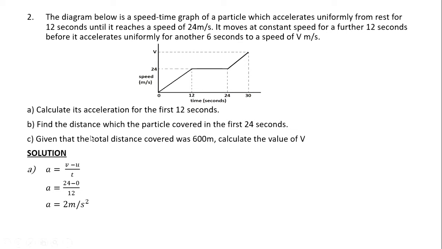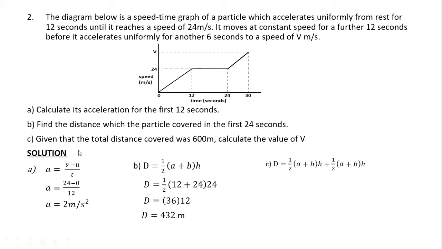Find the distance which the particle covered in the first 24 seconds. So we are looking at the area of that trapezium. We are going to say A equals half (a plus b) h. Our a is 24 minus 12, which is going to give us 12. And our b is 24. And our height is 24. So we'll substitute. 2 into 2, 1. 2 into 24 is 12. 12 plus 24 will give us 36. 36 times 12 is going to give us 432 meters.